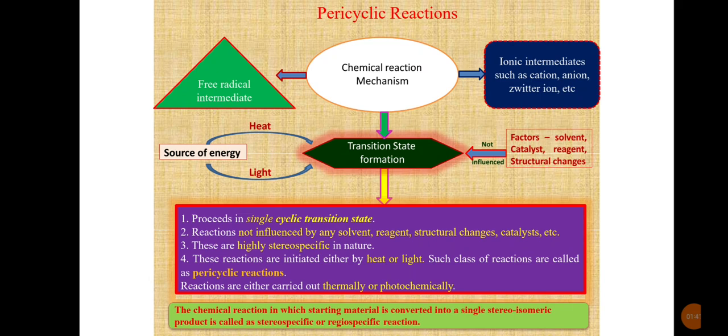These reactions are initiated either by heat or light. Such a class of reactions is called pericyclic reactions. They are carried out either thermally or photochemically. The chemical reaction in which starting material is converted into a single stereoisomeric product is called a stereospecific or regiospecific reaction.